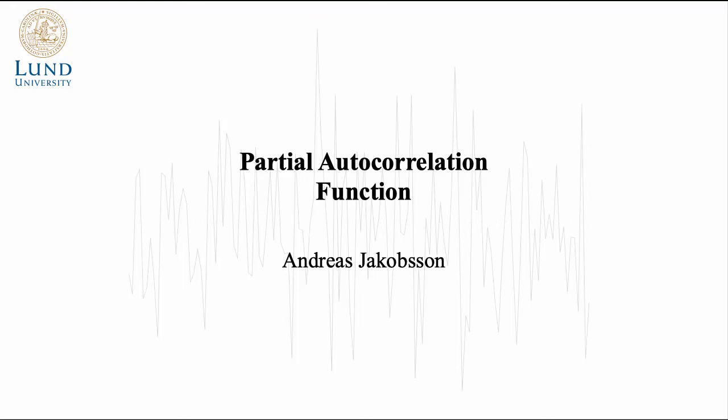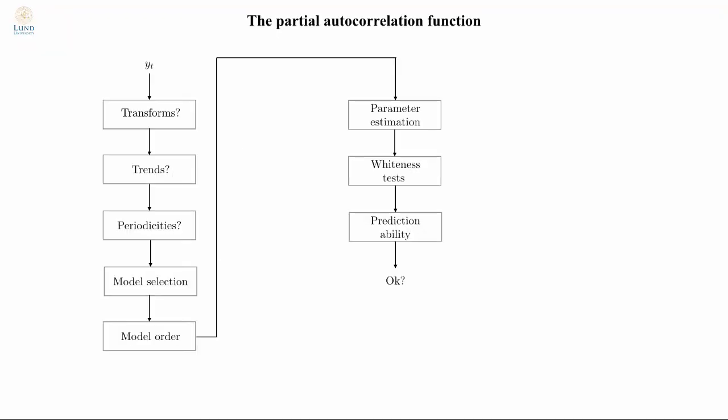In this lecture, we'll discuss the partial autocorrelation function. If you recall from our previous discussion of the identification procedure, we will first look at if the data should be transformed, if there are any trends we need to take care of, and if periodicities that we need to model, and then we'll come to the model selection. This is the part that we're going to discuss today. So we are interested in how I should select appropriate models for the data I have observed.